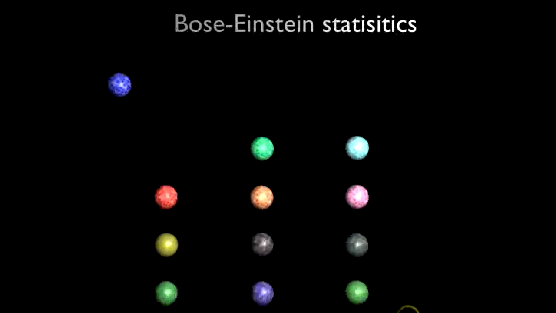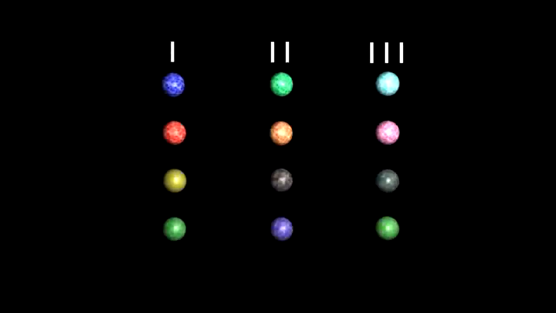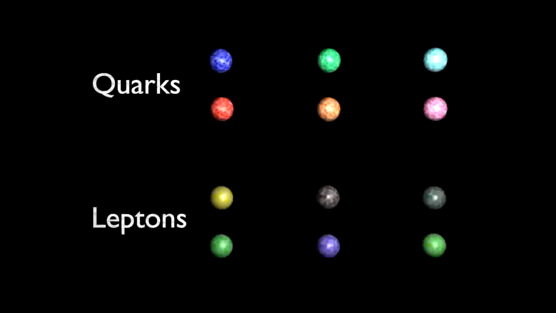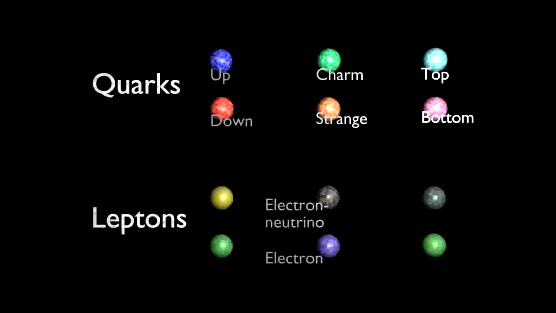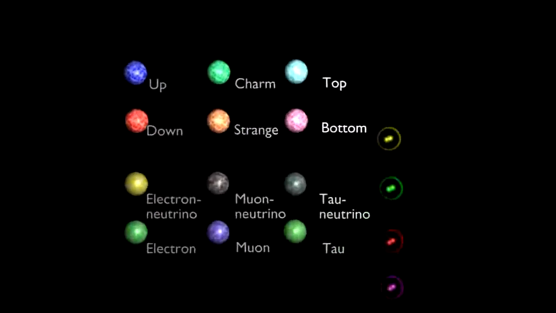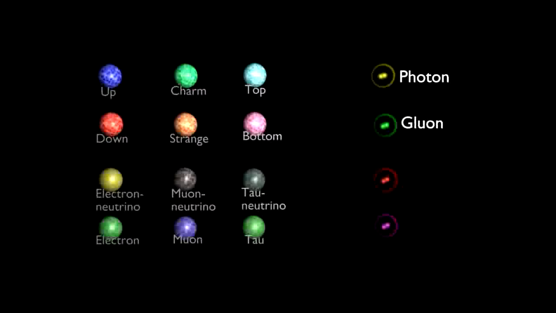Fermions are grouped into three vertical categories, which are known as the three families of matter. The fermions are also categorised horizontally into quarks and leptons. Beginning with the quarks, they are known as the up quark and the down quark, the charm quark and the strange quark, and the top and bottom quarks. The leptons are the electron neutrino and the electron, the muon neutrino and the muon, the tau neutrino and the tau. The bosons, or the force carriers, are the photon, the gluon, the W boson, and the Z boson.